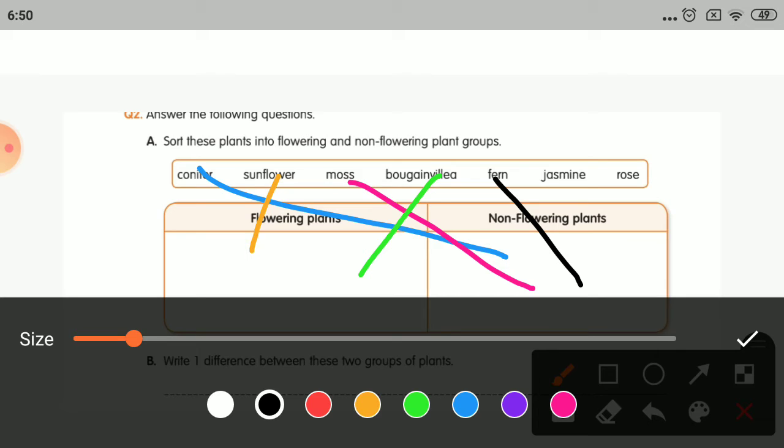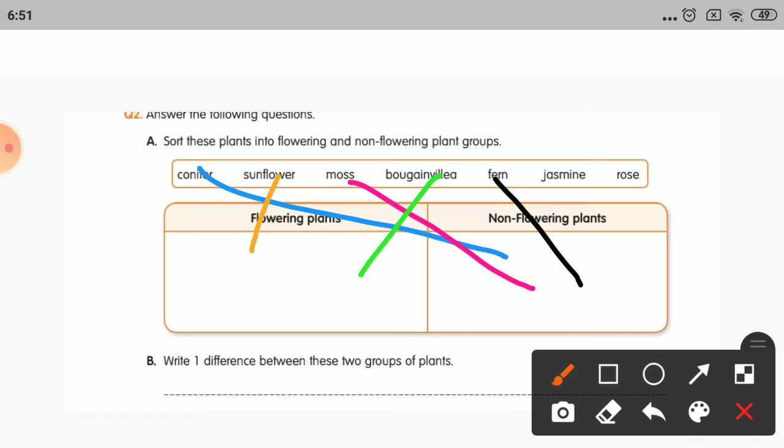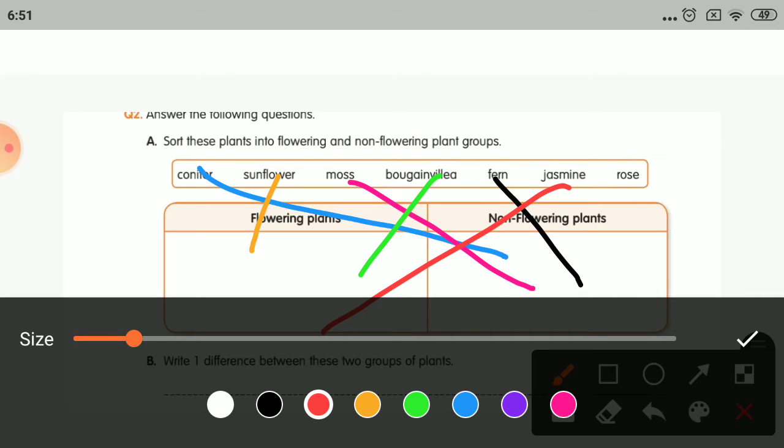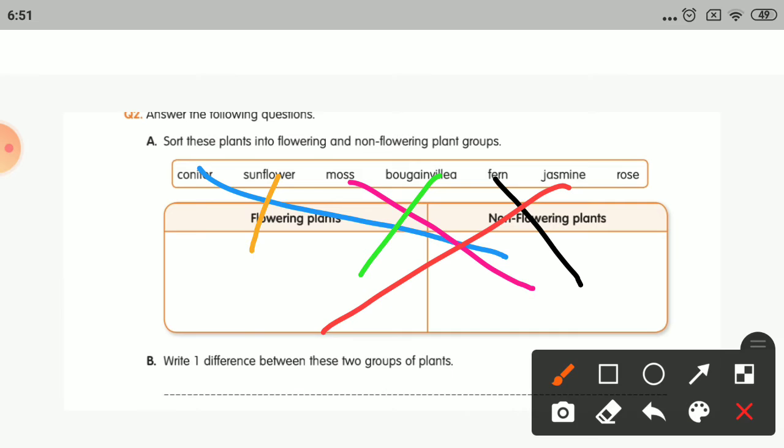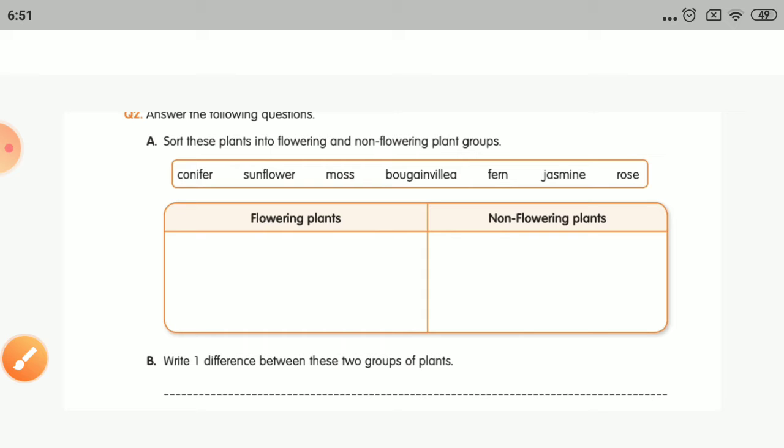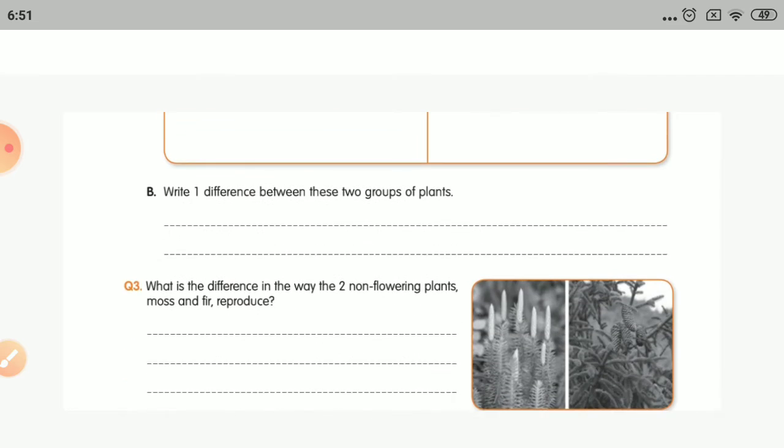Now the next one is your jasmine. Jasmine is a flowering plant. The last one is your rose. Rose is also truly a flowering plant. So now, all the seven plants that were listed above, differentiate them into flowering and non-flowering plants. Okay children, then let us move to the next question.